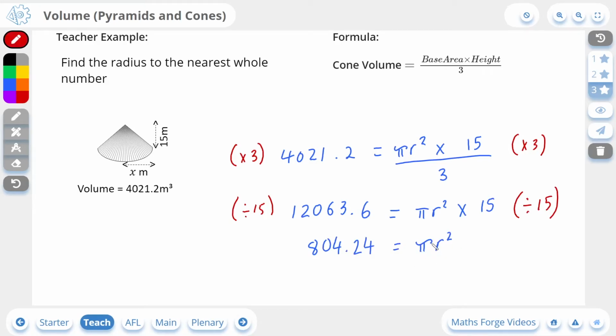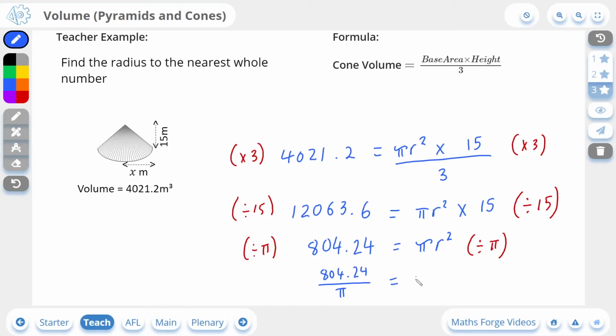The next thing I'm going to detach from the r squared is this pi, and it's attached to it via multiplication, so I'm going to detach it via division. So I'm going to divide both sides of this equation by pi. This now leaves us with the following: 804.24 over pi. I'm not actually going to do the calculation for this step straight away. I'm just going to leave it as it is. The reason for this is that if you do the calculation straight away, you might end up with a very long decimal number, and if you cut any of the numbers out, you're going to sacrifice your accuracy at the end. So it's better to just leave this as it is and do the calculation at the very end.